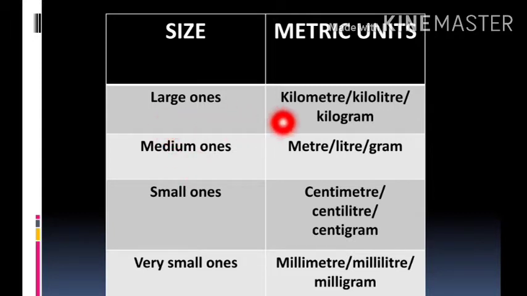Large ones means kilometer, kiloliter or kilogram. Medium ones means meter, liter or gram. Small ones means centimeter, centiliter or centigram. And very small ones means millimeter, milliliter or milligram.